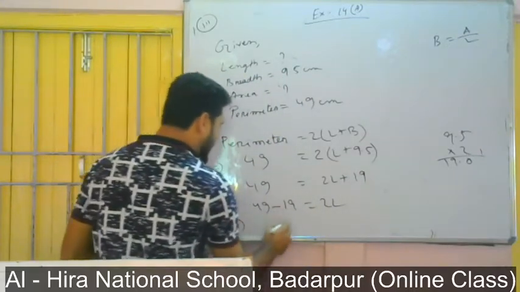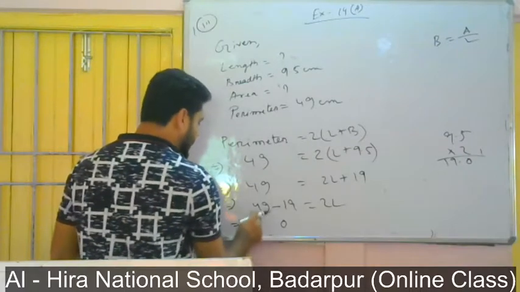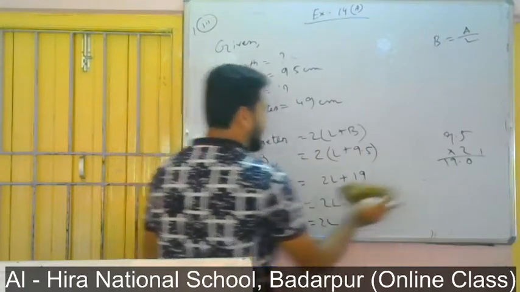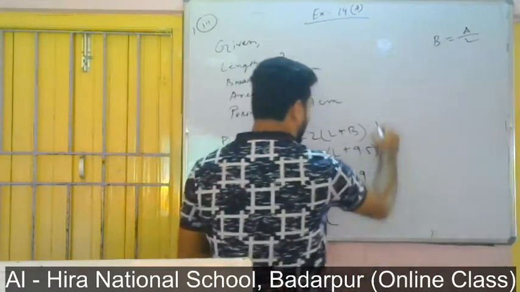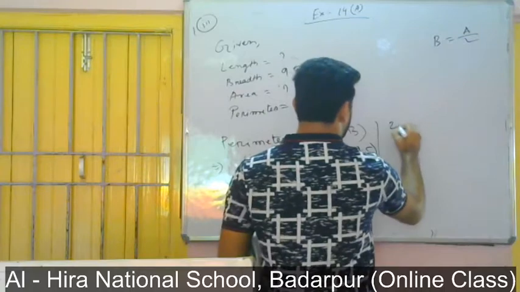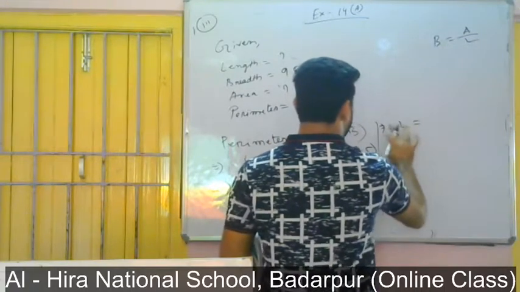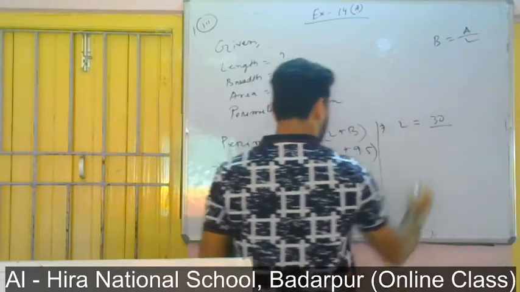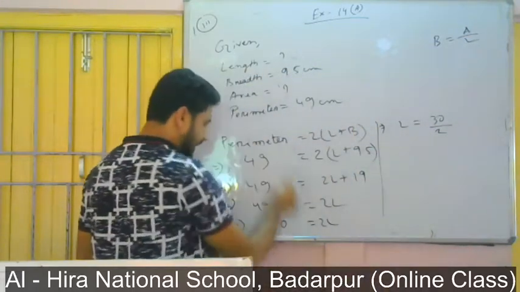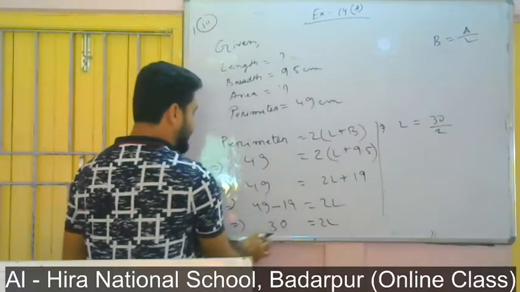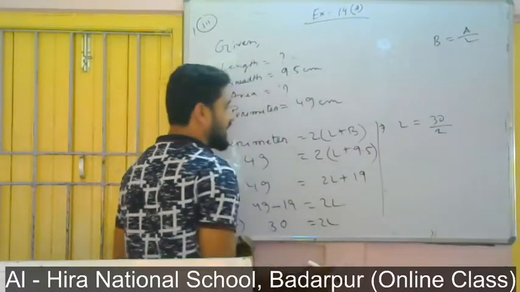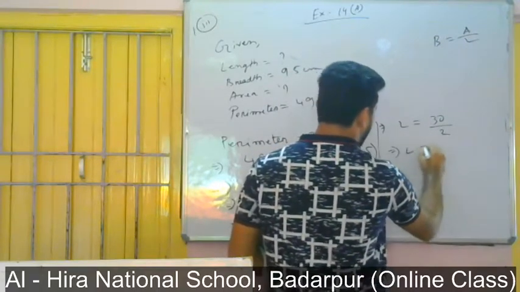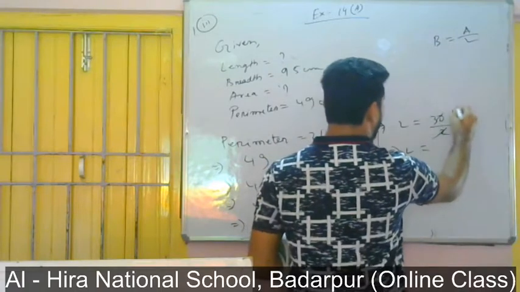Now 9 minus 9 is 0. After that, 4 minus 1 is 3. So 30. That means 2L equals 30. Now you can write L equals 30 by 2. If I keep L, then 2 goes by division, because 2 and L are related by multiplication. So if I divide, we get the answer. L equals, if I cut, 15.